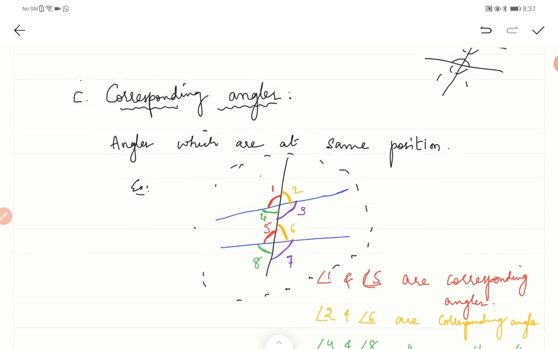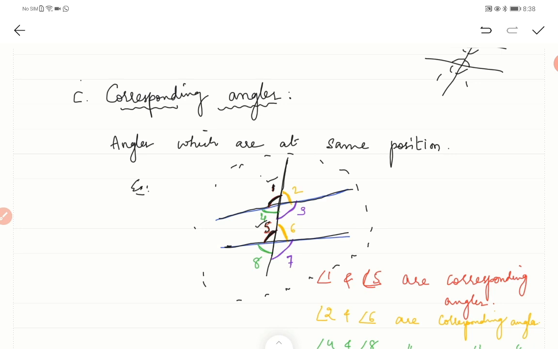Angles which are at the same position. Same position means, see, you have angle 1 here, and this is the transversal line, cutting the other line, so at this position there is 1. The same position as 1 is the other angle, 5, because the transversal line is intersecting the other line here, and this angle sitting here, these two, 1 and 5, are the same.